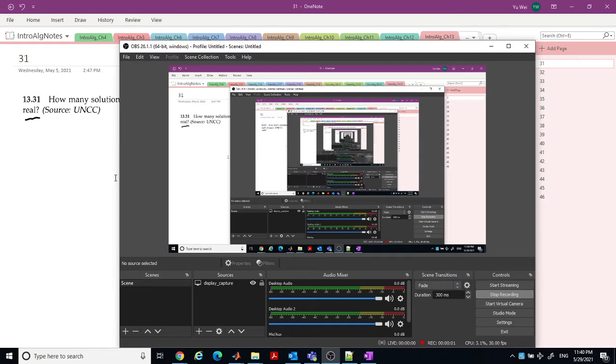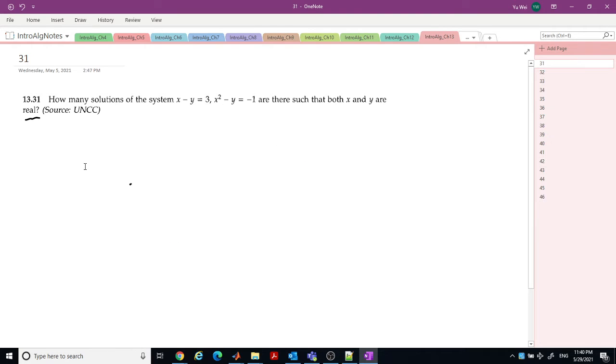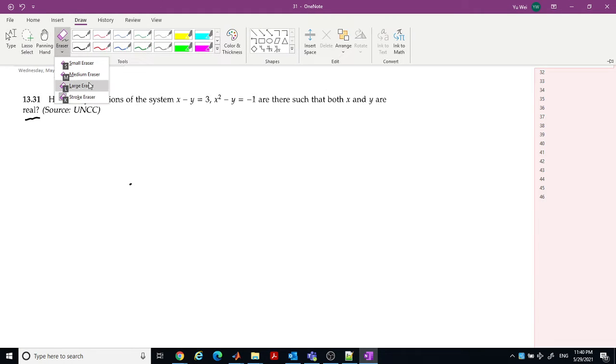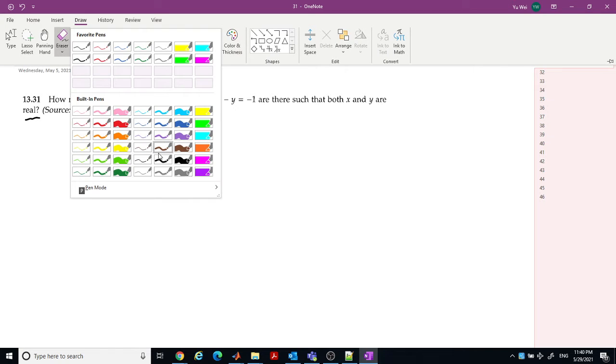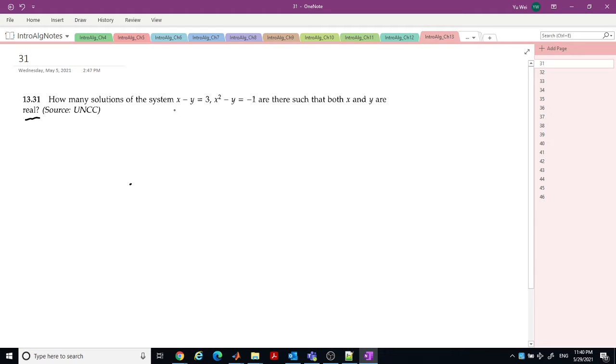Okay, so let's move on to the challenge problems of chapter 13, Intro to Algebra. So, yes, the first question is x minus y equals 3 and x squared minus y equals this. So this is pretty typical, where we convert into a quadratic equation.